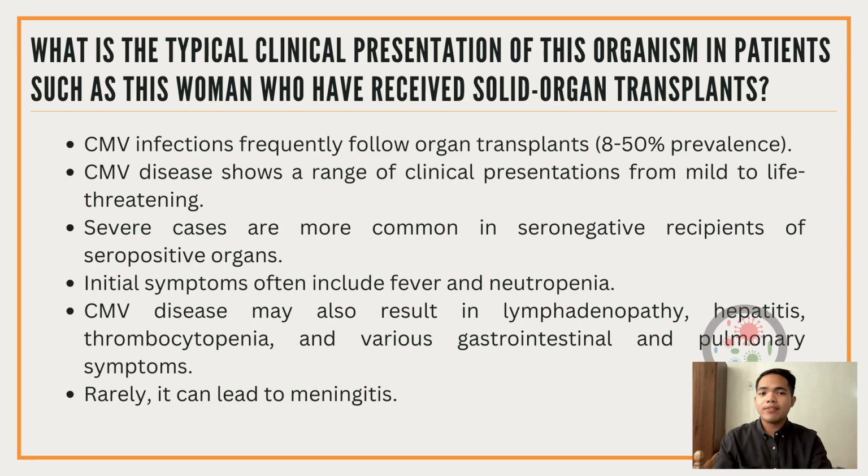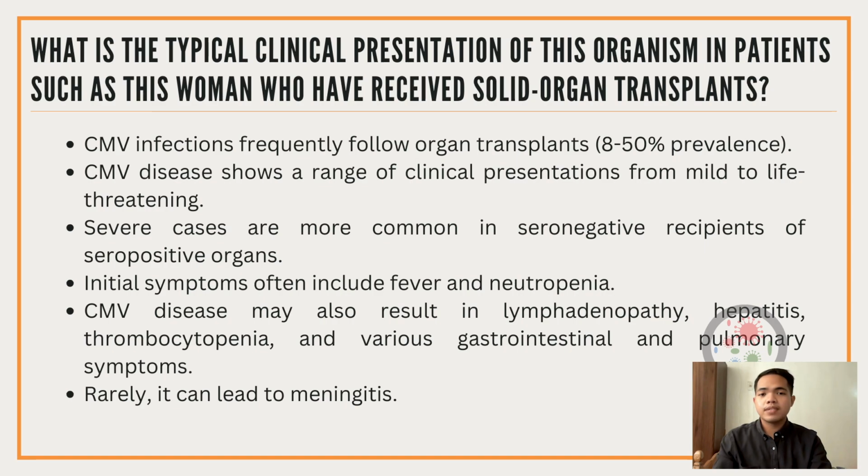CMV disease can manifest with a broad spectrum of clinical presentations, spanning from mild and manageable symptoms to life-threatening conditions, making it a challenging and variable post-transplant complication. Severe CMV disease is more frequently observed in recipients who are seronegative for CMV, those who have not been exposed previously but receive organs from seropositive donors, as their immune systems are less prepared to combat the virus.